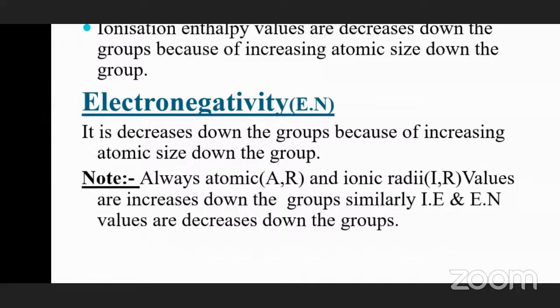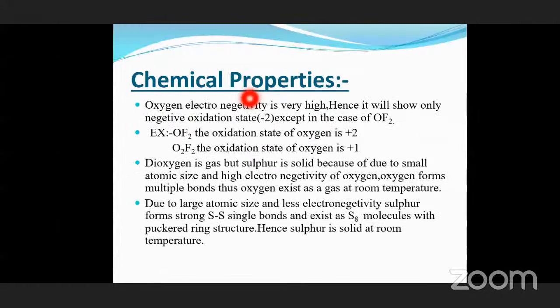Okay, then here chemical properties, right? Here oxygen electronegativity is very high. That means oxygen shows more electronegativity. It is the second most electronegative element of the periodic table, right? Oxygen electronegativity is very high, you know already. Hence it will show only a negative oxidation state. Due to the presence of high electronegativity value, oxygen will show the negative, that is minus.